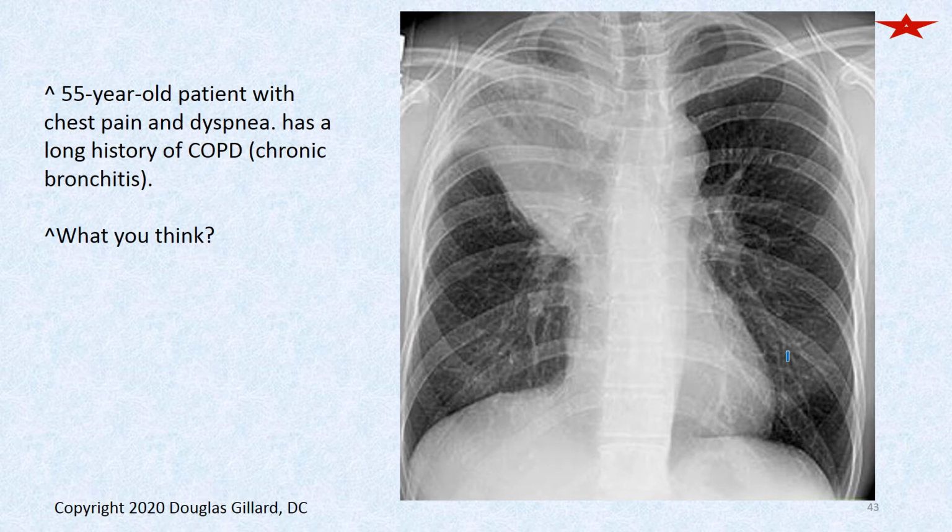What do you think of this? 55-year-old, chest pain and dyspnea, long history of COPD. Yeah, it's atelectasis, right? You can see this is the left lobe. You can remember the left lung has a superior and inferior, or upper and lower, lobes. No problem here. What in the world's going on here? What's that?